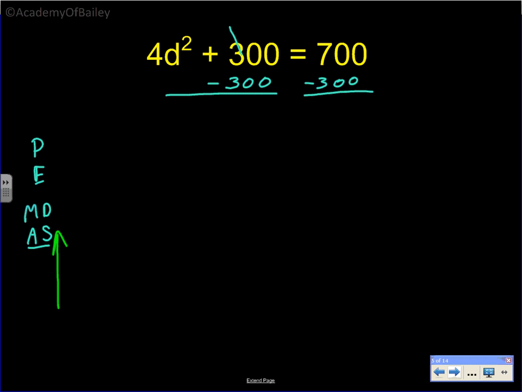300 minus 300 cancels and gives us 0. So we drop down everything that we have left. 4d squared is equal to 700 minus 300, 400.